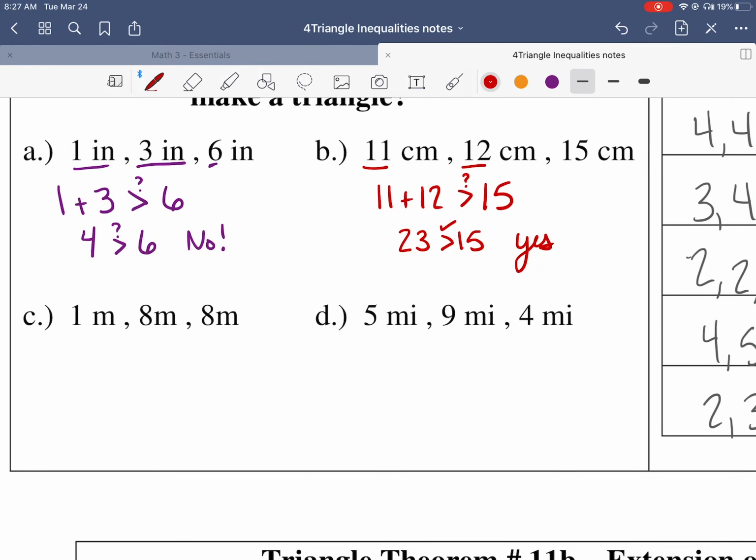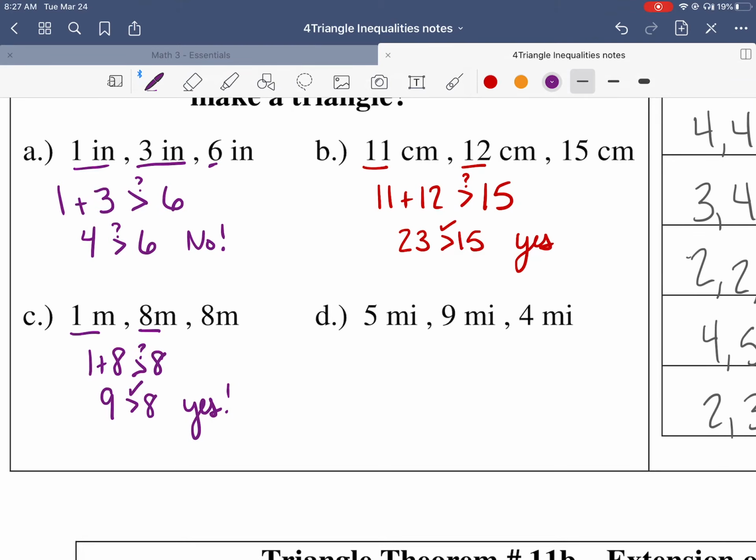All right, smallest two sides of this one, 1 and 8. It just so happens that both of them have 8. 1 plus 8 is 9. Is 9 greater than 8? Yes. So this would make a triangle.